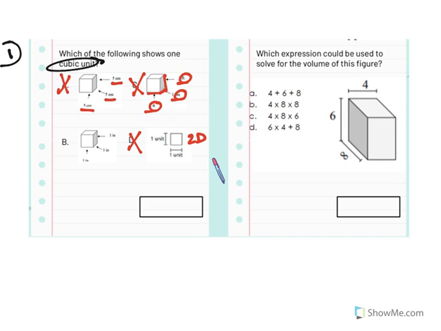When I look at B, I can see that they all are in 1 inch. They all have the same unit label, and they are all only 1. So B is our correct answer.